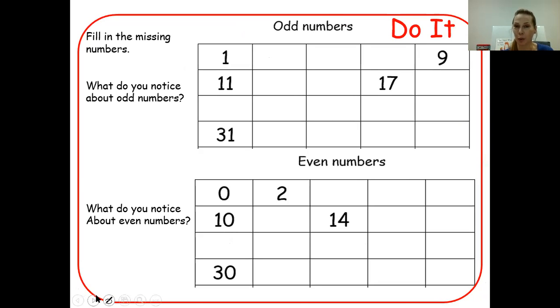Right, it's your turn now. We're on the do it. You've got 2 grids here. You've got a grid for your odd numbers, and you're going to fill out all the odd numbers. Now, when you are counting in 2s, whether you start with your odd or your even numbers, you are always missing a number out each time.